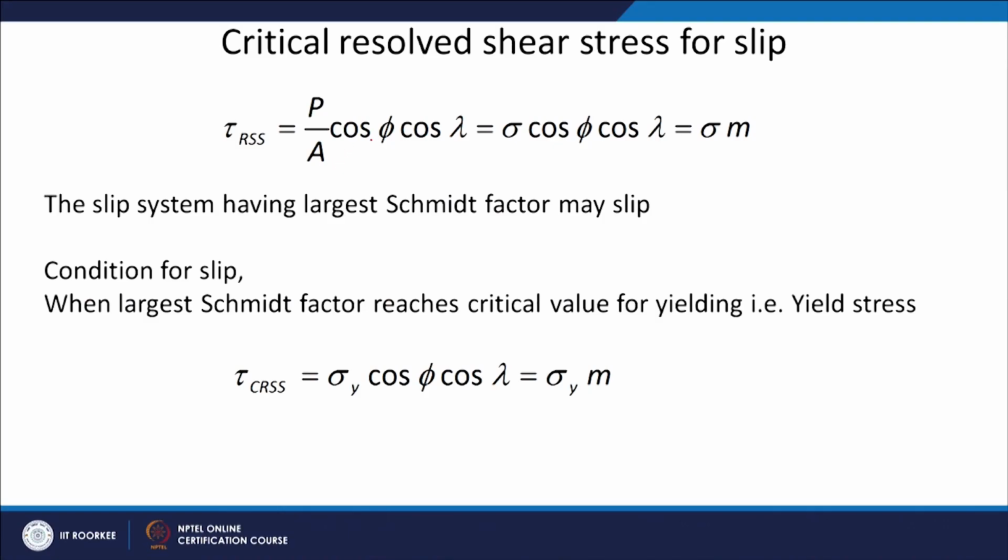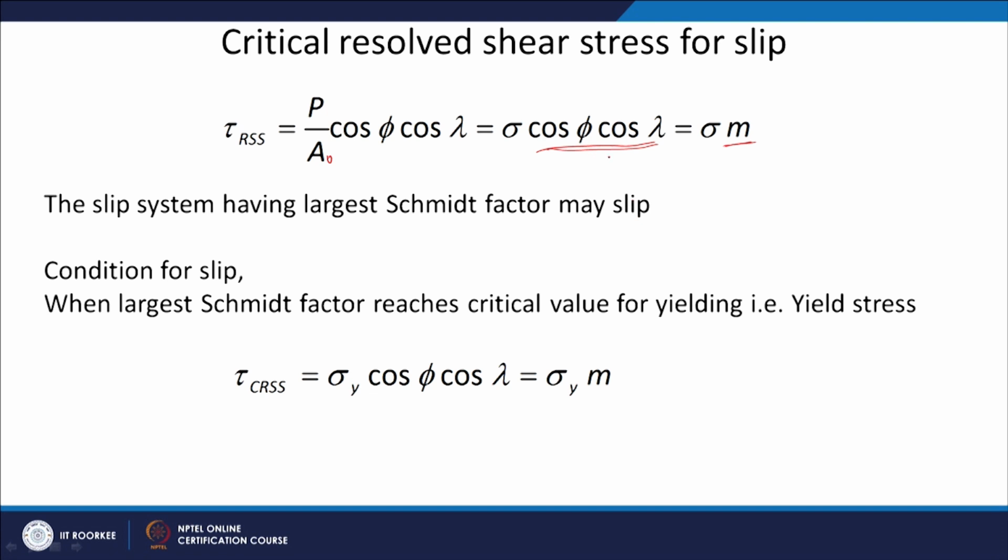So, tau, the resolved shear stress, is P by A cos phi cos lambda. Let us say I call it A naught, because in the figure it is written as A naught. So, it is sigma cos phi cos lambda. So, P upon A naught is equal to sigma into cos phi cos lambda, equal to sigma into m. We are representing this factor as m here. The slip system having the largest Schmidt factor may slip.